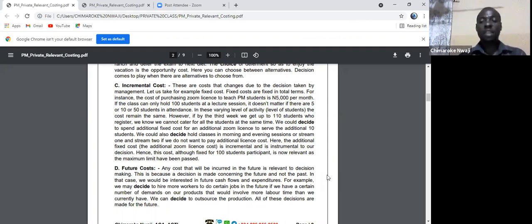It could be that I want to increase the size of my Zoom capacity, maybe instead of paying 5,000, I pay 8,000 naira. That extra 3,000 is incremental cost.